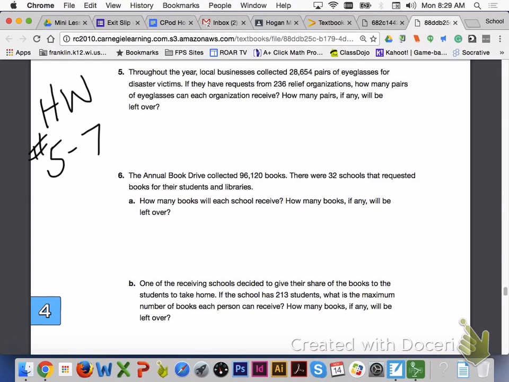Turn to page 288. I would like you to do number 5 through number 7 for homework tonight. And please remember to think about what the remainder means in terms of each problem situation.